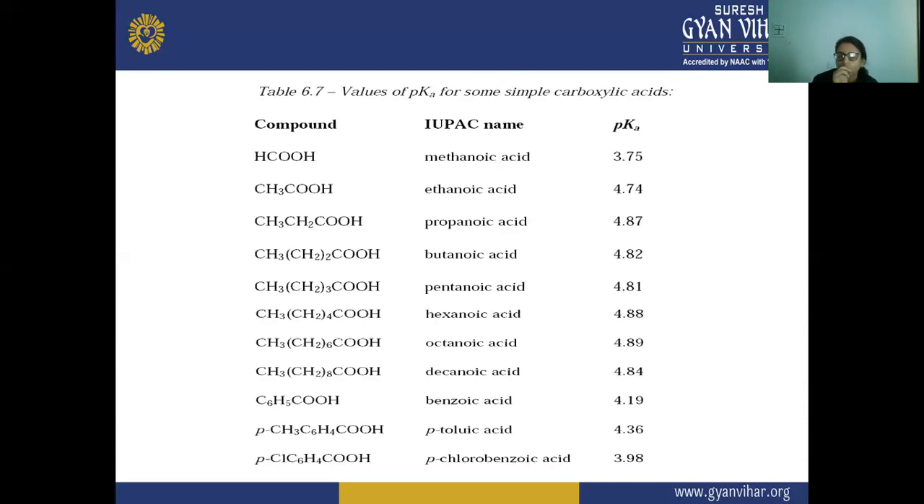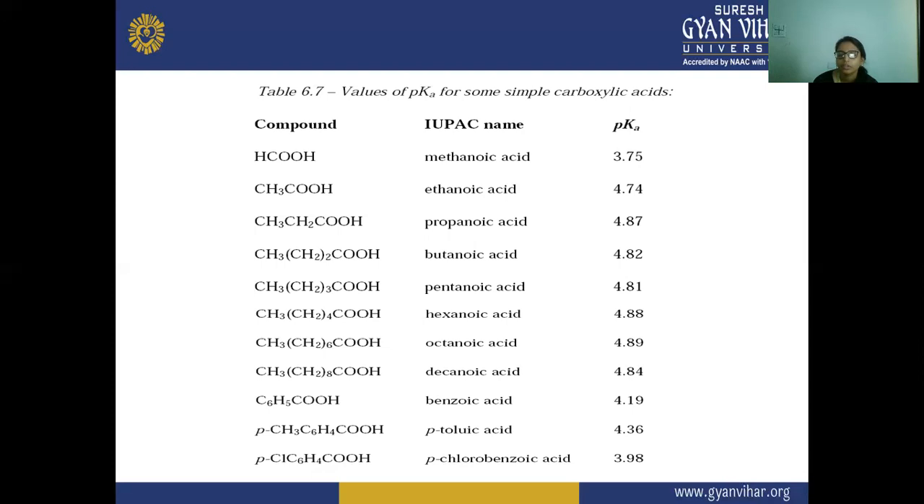Next, these are some of the pK values of simple carboxylic acids. HCOOH is methanoic acid, or you can say formic acid in the common system, and its pK value is 3.75. It is more acidic than other acids. Here CH3COOH is having 4.74, that is the ethanoic acid. Then next is the propanoic acid, which is having 4.87. Now you can see here they are increasing.